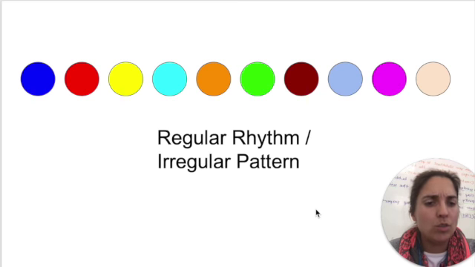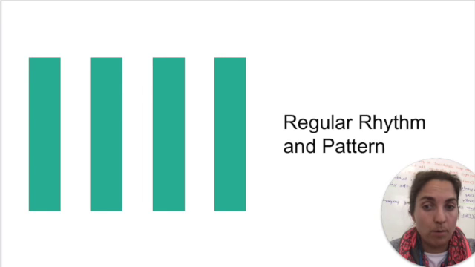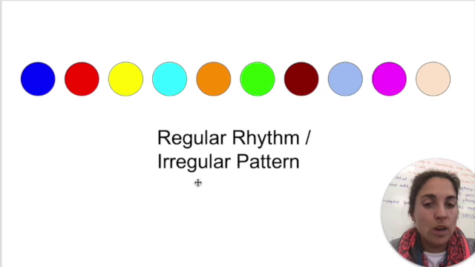If I asked you to continue to draw this pattern, it might take you longer than our previous example. Regular rhythm, regular pattern, it's easy to replicate. When we get into an irregular pattern, it becomes more challenging to continue the pattern and to replicate it.